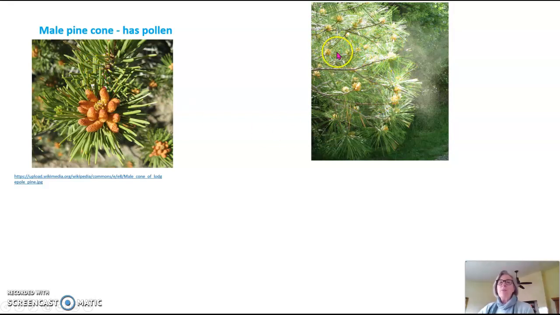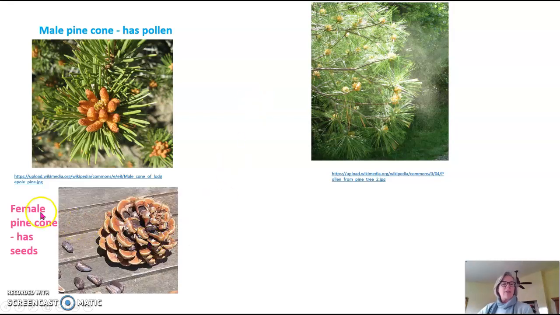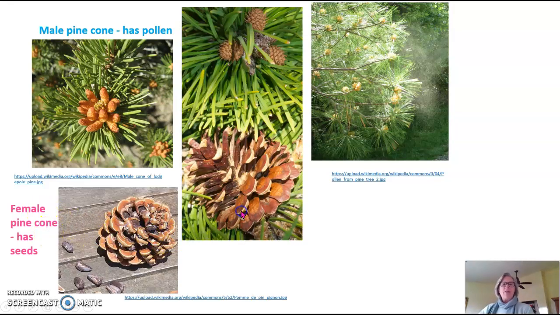You can see when the wind blows, the pollen from this male gamete is blown, hoping to land on a female gamete. The female gamete is found in the female pine cone. The female pine cone is much larger, and you can see each of the scales in this female pine cone has a spot for 2 seeds. These are the individual pine seeds that live on the female pine cone.